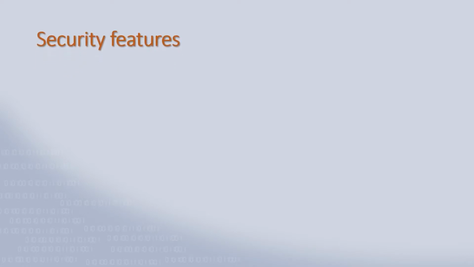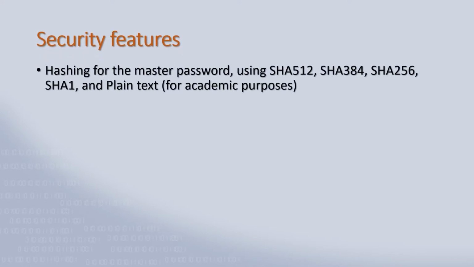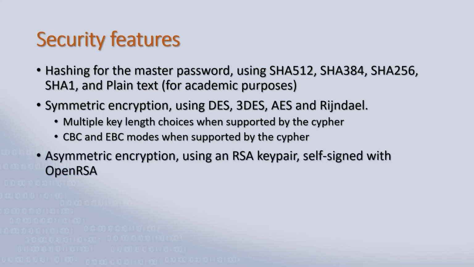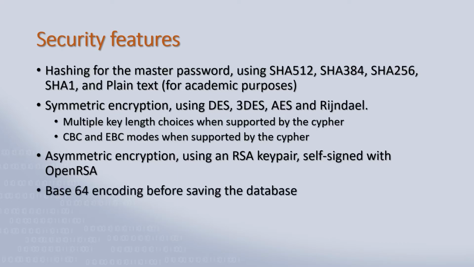The program features hashing for the master passwords with multiple user-selectable algorithms, including SHA-512, SHA-384, SHA-256, SHA-1, and plain text, for academic purposes. Symmetric encryption, using DES, 3DES, AES and Rijndael, with multiple key length choices, and CBC or ECB modes when supported by the cipher. Asymmetric encryption, using an RSA key pair, self-signed with OpenSSL. Before saving, the database is encoded using base64.